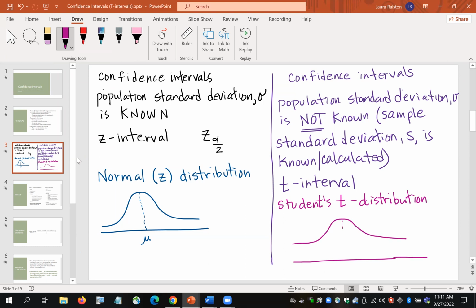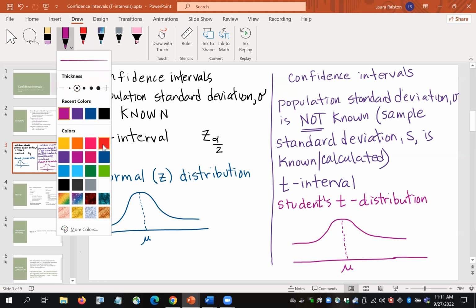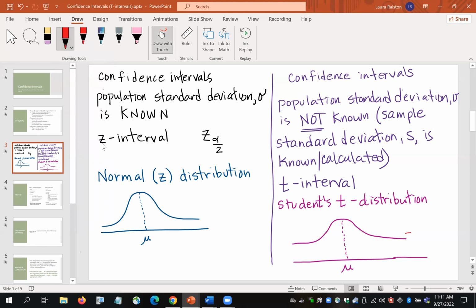Okay, the student's T distribution is very similar to the normal distribution. It is still bell-shaped. It is still symmetric with respect to the mean. Because it is symmetric, your mean, your median, and your mode are virtually all the same value. The difference between the Z and the T is that the T does not taper off as fast. Okay, so that basically we have more area in the tails. Remember, the tails are the end of the curve. And for a T, it doesn't taper off as fast.